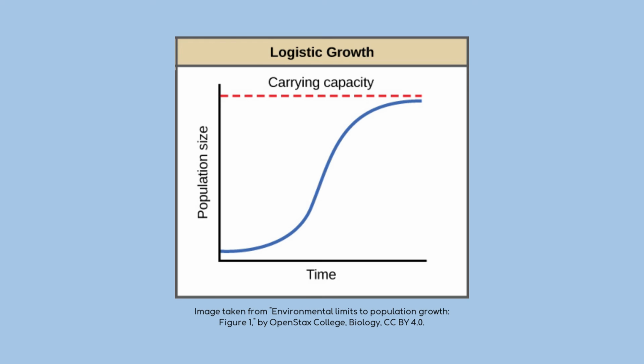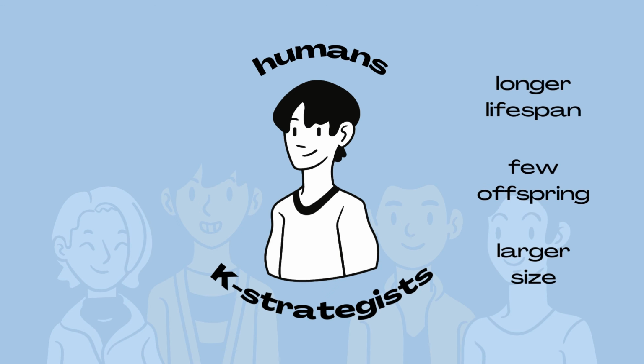Here we see that the population eventually stops growing. The point at which the population plateaus is called the carrying capacity of the environment. This refers to the maximum population that specific environment can support. Lastly, K strategists, like human beings, typically exhibit logistic growth as they have longer lifespans, produce few offspring, and are usually larger in size.